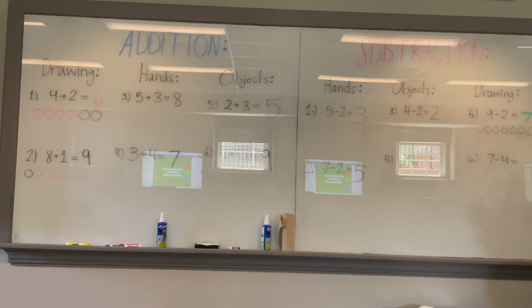Next, we're going to do the problem 7 minus 4. So first we're going to start out by drawing 7 circles. Then we're going to cross out 4 because we're taking away 4 of our circles. We can see that we have 3 circles left.